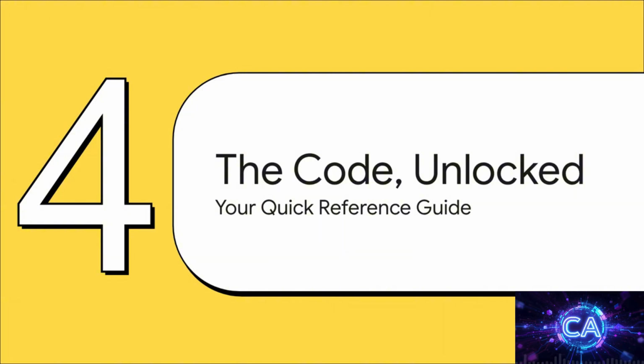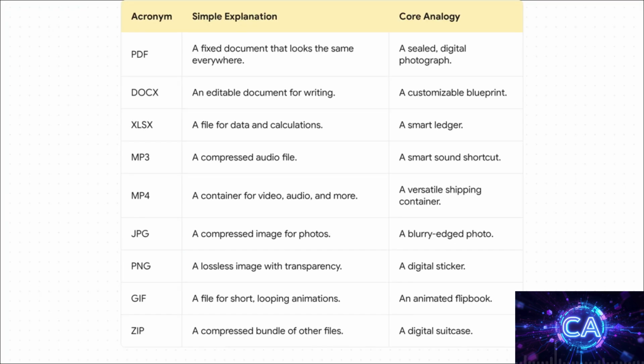Wow, we have covered a ton of ground, haven't we? We've decoded the blueprints of our digital world, so let's put it all together one last time in a final, super handy reference guide. Okay, here it is, your ultimate cheat sheet. For Office docs, a PDF is the final photograph. A docx is the working blueprint. XLSX is your smart ledger, and a PPT is your digital slide deck. For media, an MP3 is that smart sound shortcut, and an MP4 is the versatile shipping container. For images, a JPEG is for photos, a PNG is your digital sticker, and a GIF is that animated flipbook. And finally, to pack it all up, the zip file is your digital suitcase.